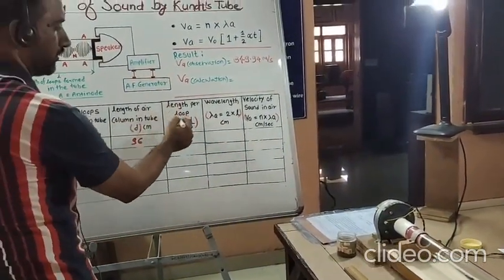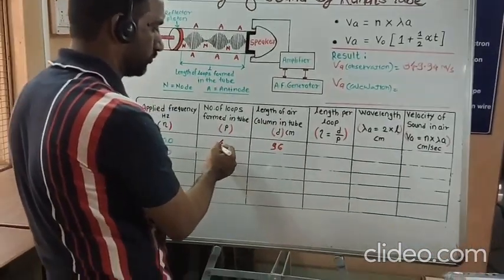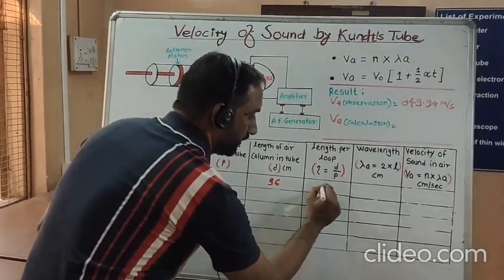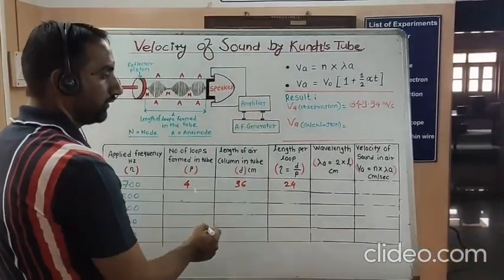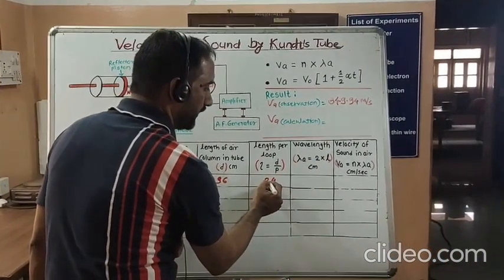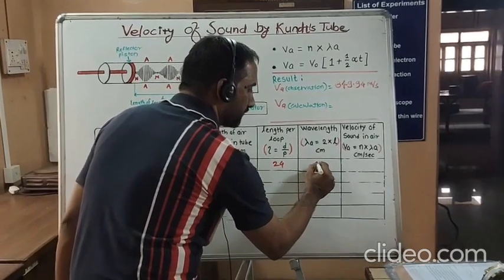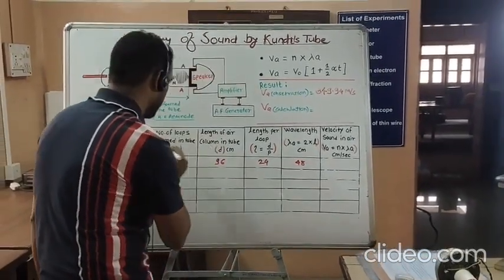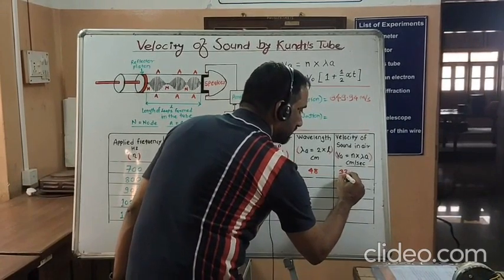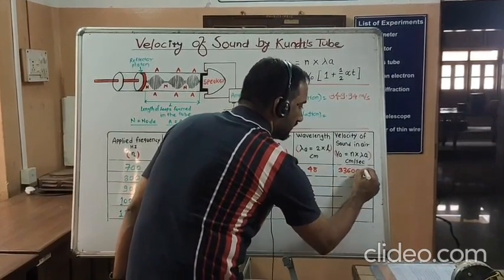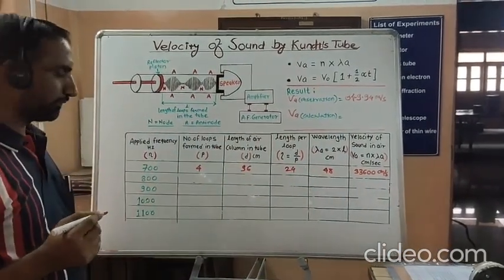Then the length per loop is the total length of this air column divided by the total number of loops. 96 divided by 4 is 24. And 2 times this value of L is the wavelength. So 2 times 24 becomes 48. And 48 multiplied with 700 becomes 33,600 centimeter per second. So this is the velocity of sound for this frequency.